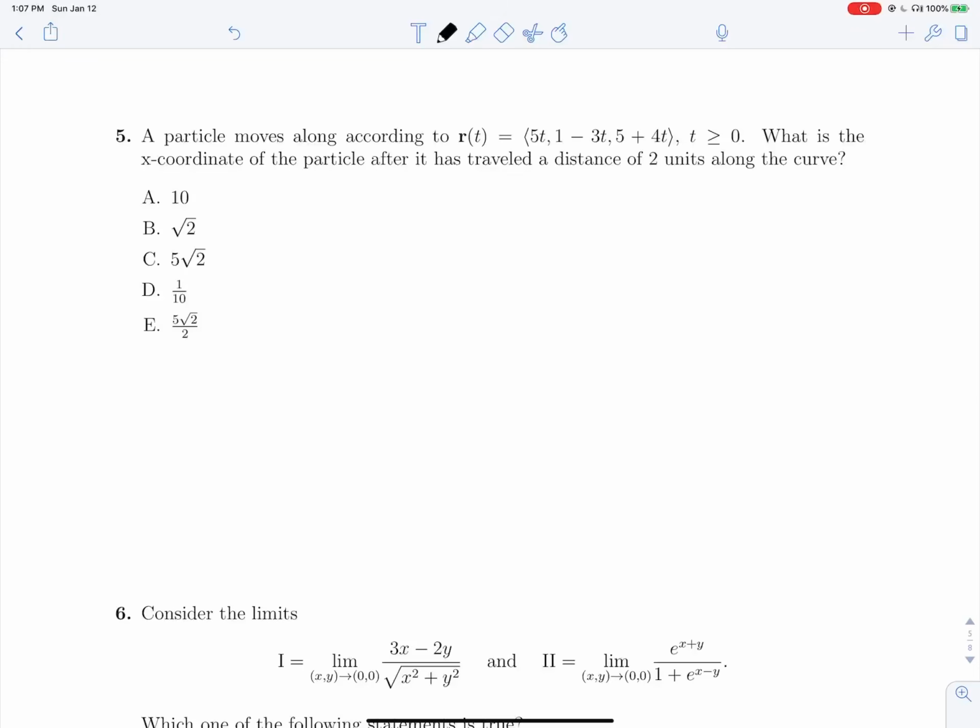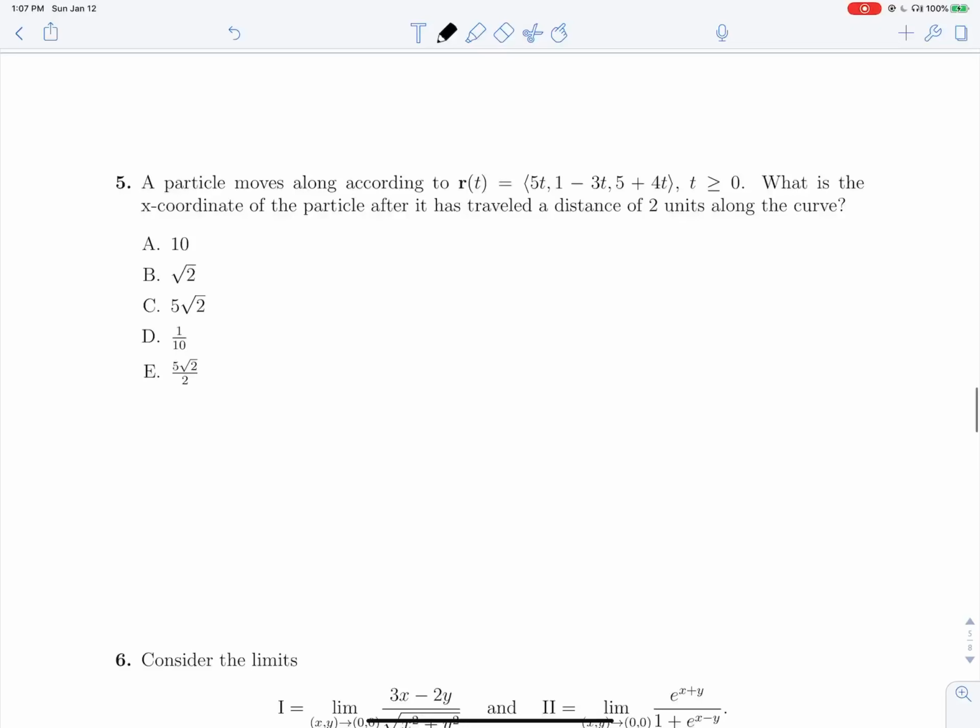Particle moves along, I don't like that wording. Particle moves along according to r of t for t greater than or equal to 0. What is the x coordinate of the particle after it has traveled a distance of 2 units along the curve?